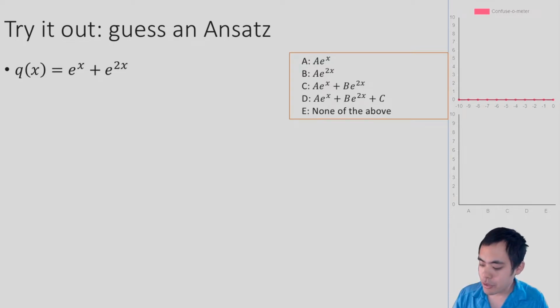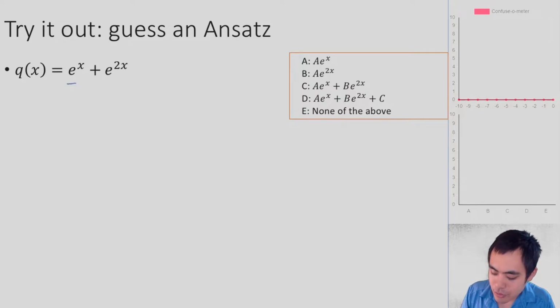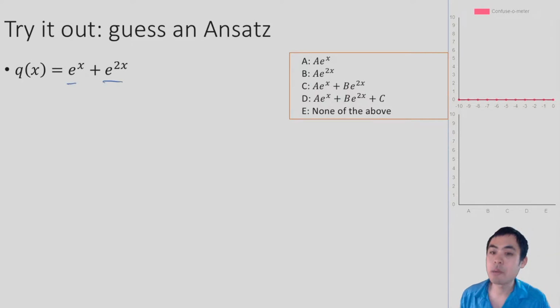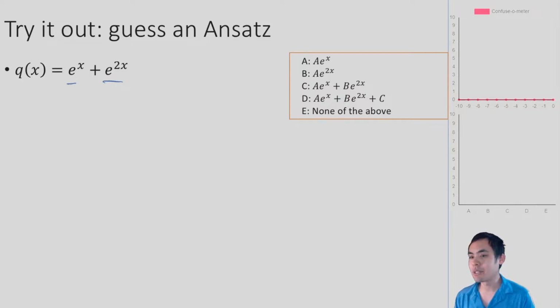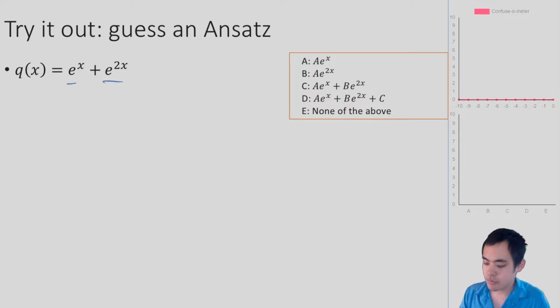So remember, what we're doing is we're taking each of these pieces, we're taking derivatives of them, and we're putting coefficients in front of them. So we're going to use a, b, c, d, e, etc. in capital letters. So what is the Ansatz? What is the guess for the particular solution?